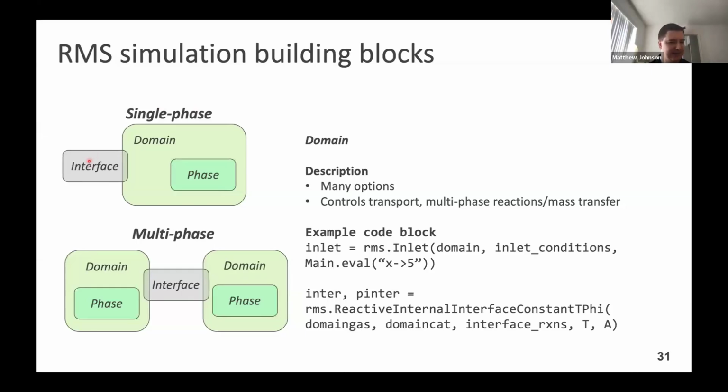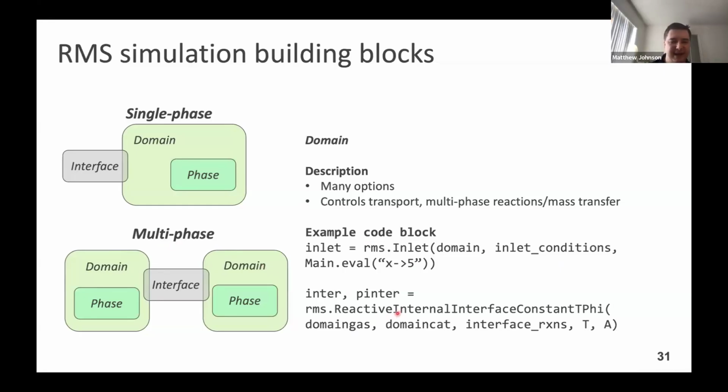We also have other building blocks that let us build multi-phase systems. These interfaces essentially provide modifications to the domain, or interface multiple domains, to make an overall reactor. So here we might have an inlet to our domain that defines some flux as a function of time into this domain, or you could have some heat flux or something along those lines.